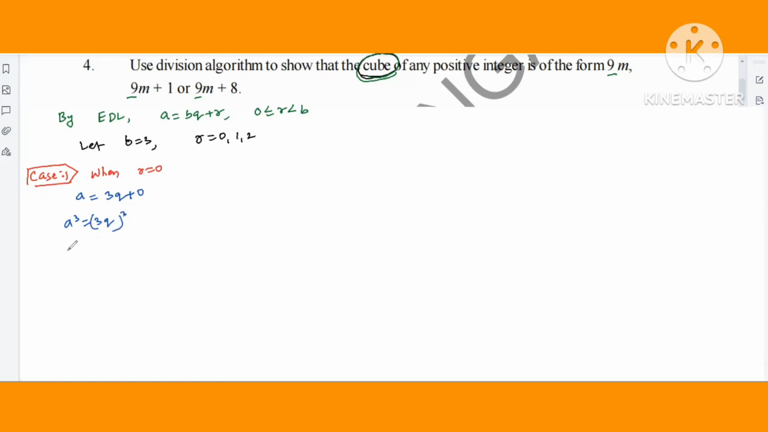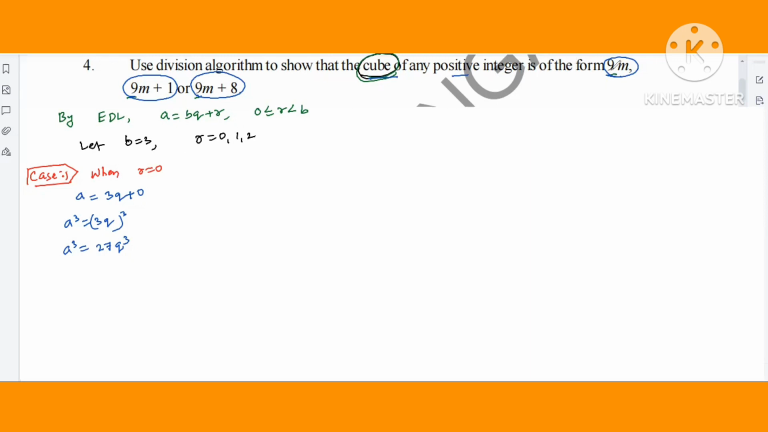Now here, a cube equal to, why am I cubing? I think you understood. Here, the cube of any positive integer, so we have to take the cube. So here, 3 cube, that is 27. Now we have to get either this form, 9m, or 9m plus 1, or 9m plus 8. Depending on this value, we can decide which form we get.